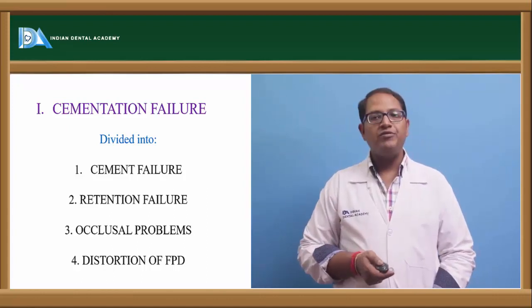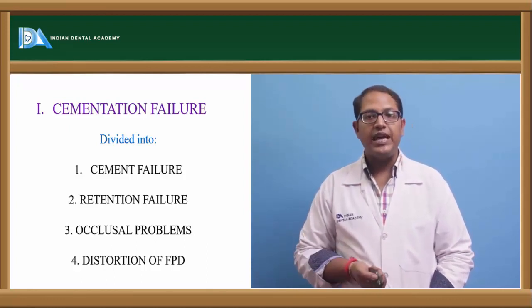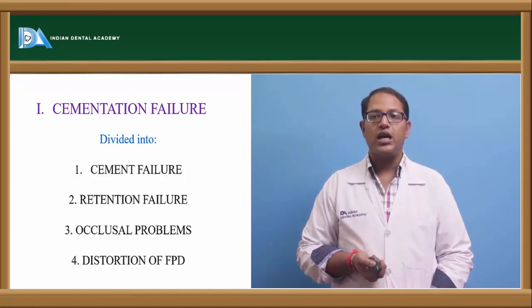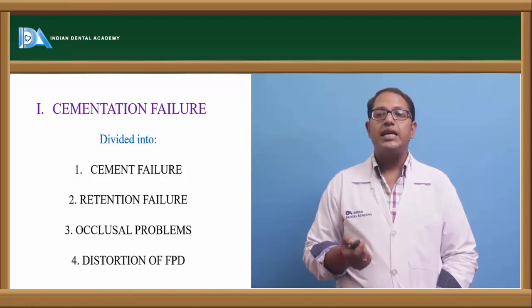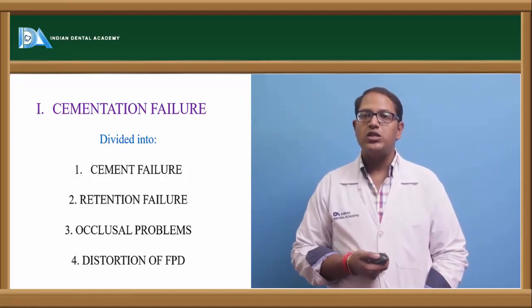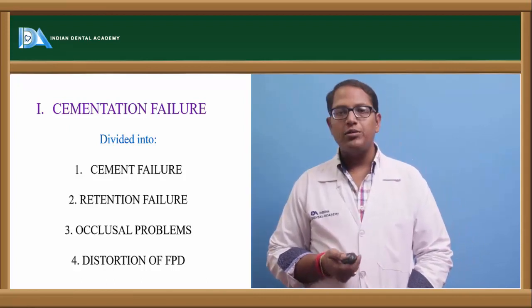So what is next? Coming to retention failures, what are the causes? It can be excessive taper, short clinical crowns, misfit of the crown, or misalignment of the crown that we are giving, which can also lead to retention failure. Now coming to occlusal problems.